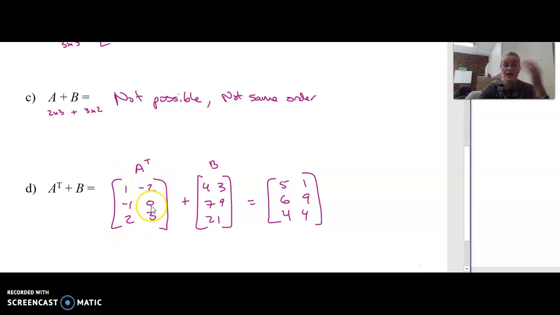So A transpose. So now A transpose plus B transpose, this is a 3 by 2. This is a 3 by 2. They are the same. So this addition is defined. And we define it by just going element by element. So 1 plus 4 is 5. Negative 2 plus 3 is 1. So on and so forth.